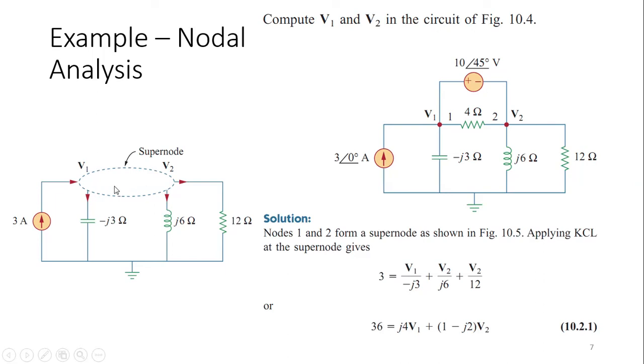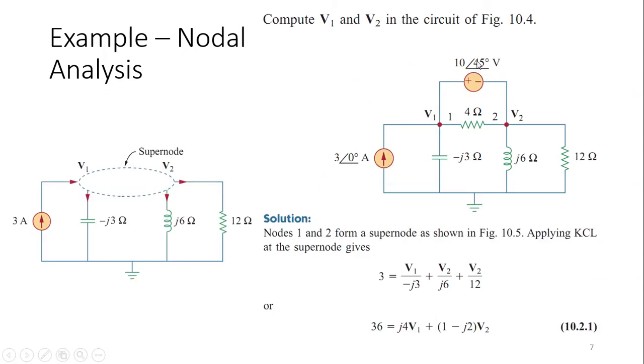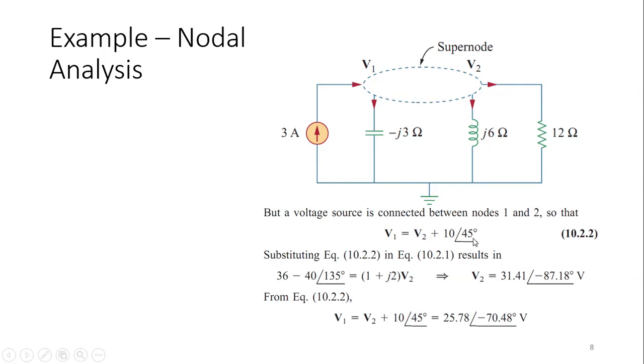And secondly, we will write the voltage equation for this supernode as well. So the equation of the supernode would be that V1 is equal to V2 plus 10 angle 45, a magnitude 10 at angle 45. This is the potential difference between V1 and V2. V1 is at higher potential, the positive terminal, V2 is at lower potential, so V1 minus V2 would be equal to 10 angle 45. Because this resistance is in parallel to this, we can say that the same voltage is appearing across this 4 ohm resistance as well. So the equation of this supernode would be V1 minus V2 is equal to 10 angle 45.